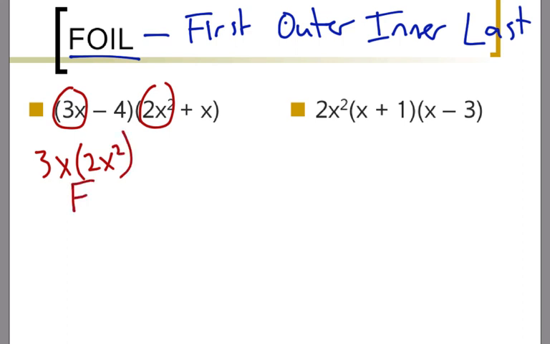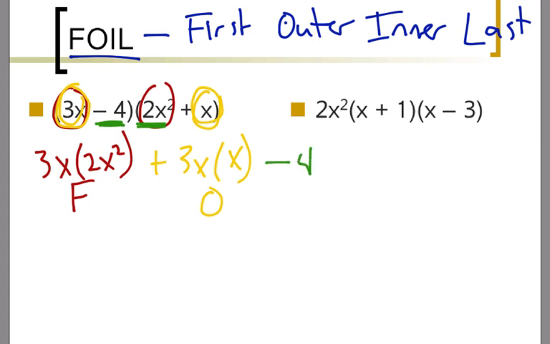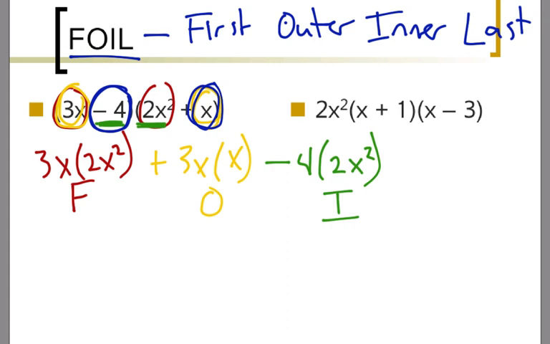And then I multiply my outers, so that's the 3x, the furthest outside in the parentheses, and times the x. So I'll write plus 3x times x. Oh, sorry, let me write the O there. And then I do my inners, so I multiply the inmost things, that's the negative 4 and the 2x. So that's negative 4 times 2x squared. So that's my I. And then my lasts would be my negative 4 times my x. So negative 4 times x, and that's my L.